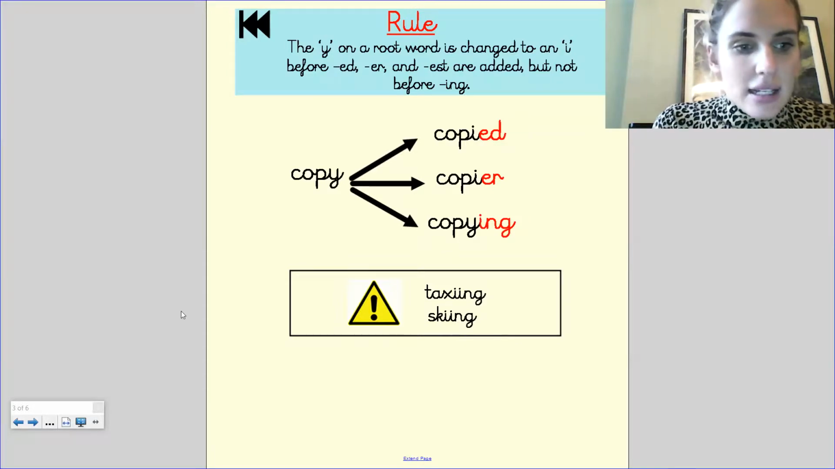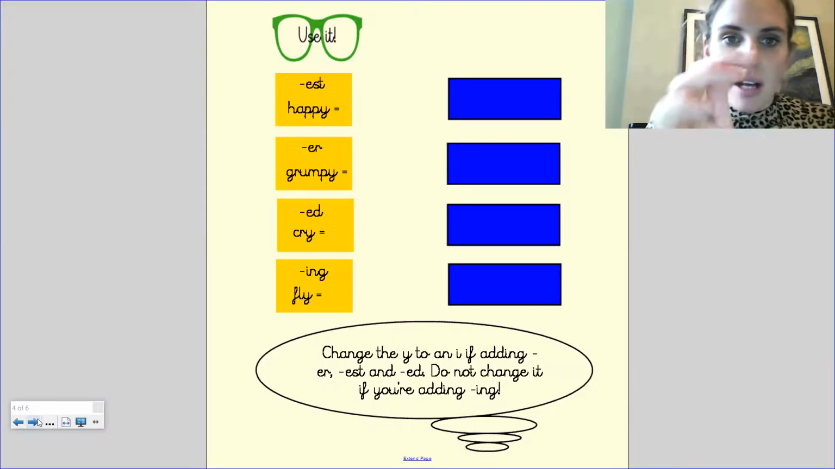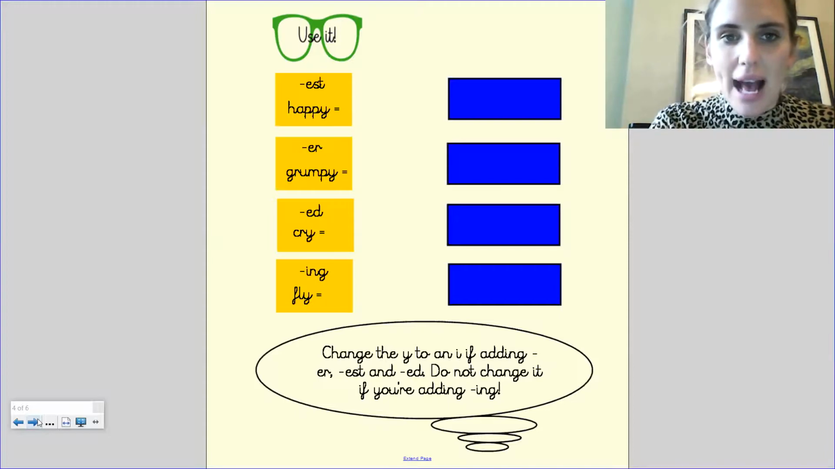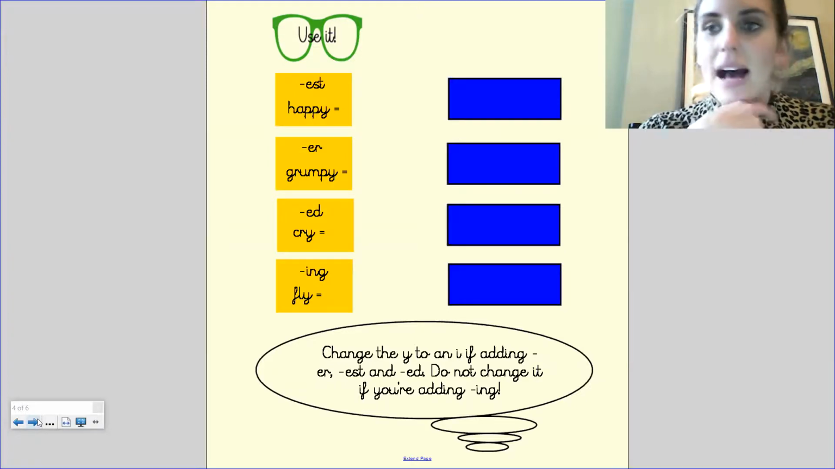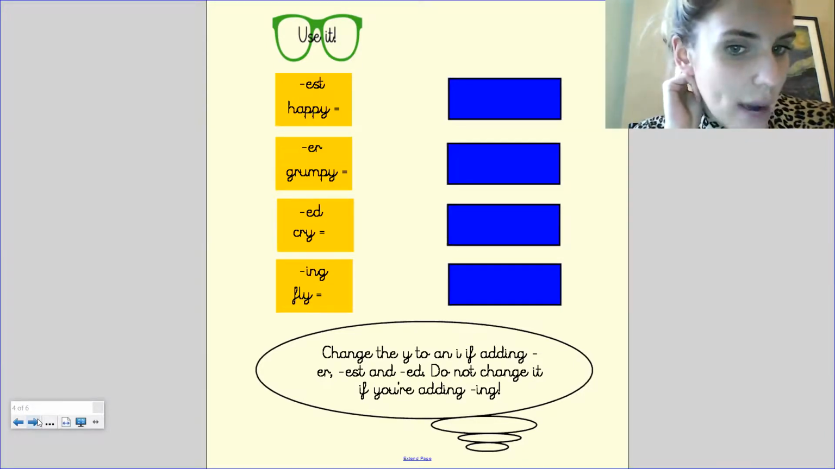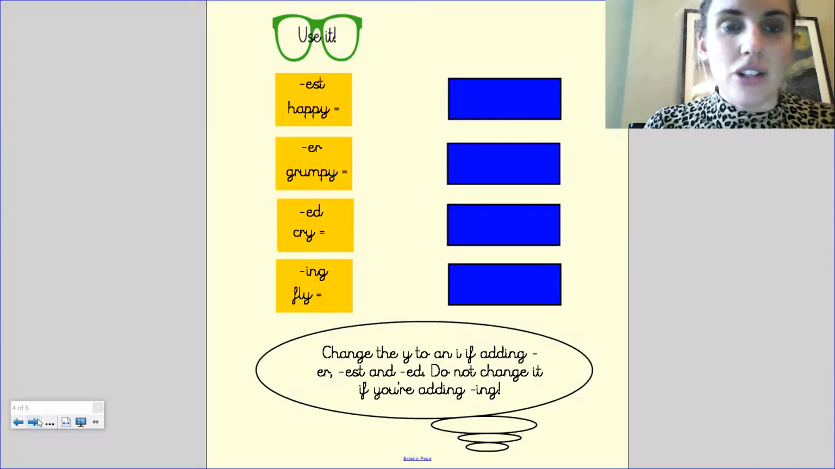Okay, so let's see if you can apply this rule now. We have got 4 different root words here, and you have got a suffix to add onto them. Okay, so for example, you've got happiest. I want you to have a go at spelling that word happiest. Grumpy and grumpier, cry and ed, cried, and fly and ing, flying. I want you to have a go at spelling those words now. I want you to pause the screen. The rule is just at the bottom there for you to remind yourselves.